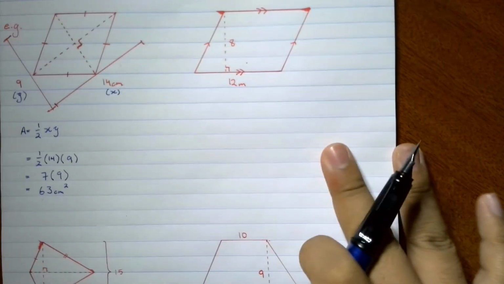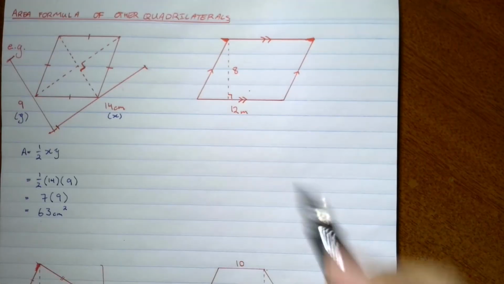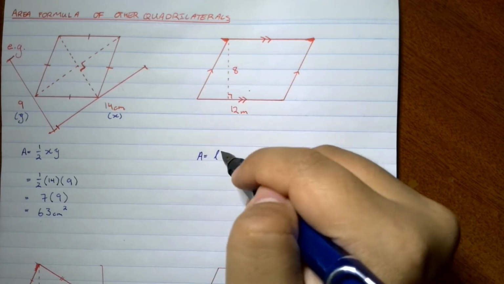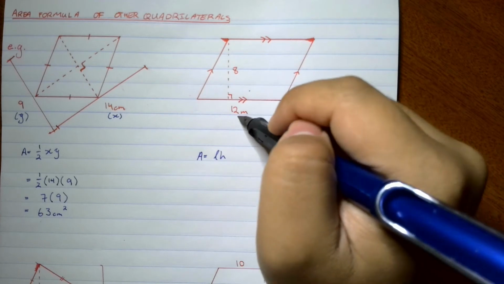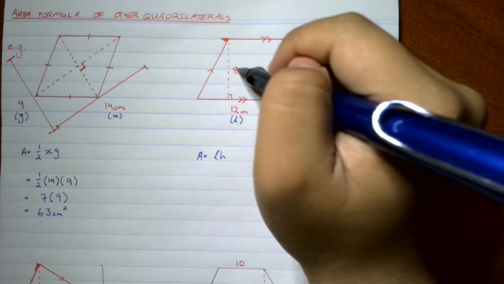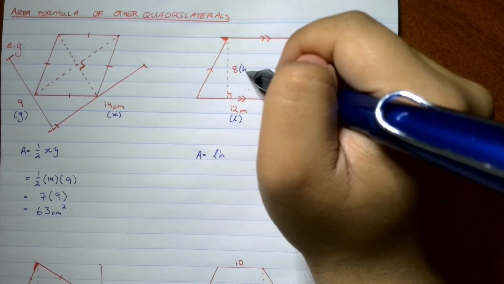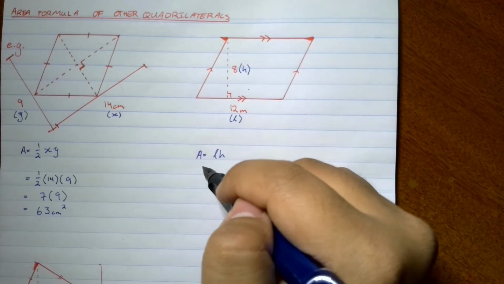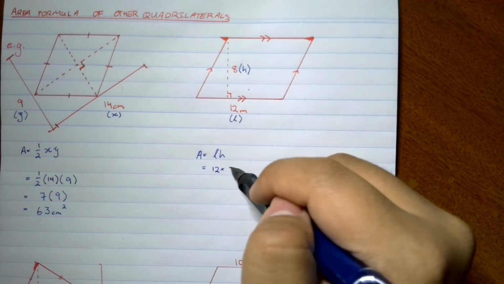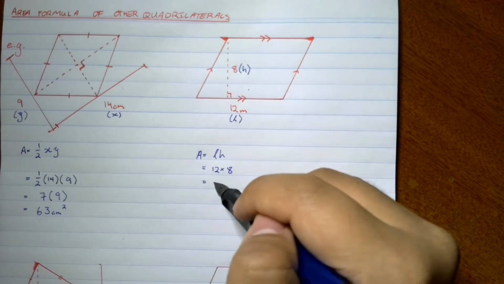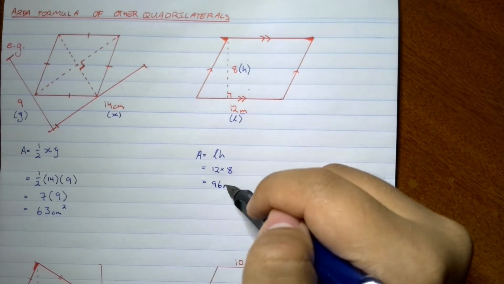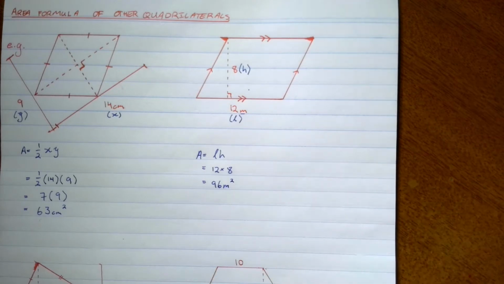Moving right along, a parallelogram. The area of a parallelogram is length times height, LH. Let's label our sides. This side here is L, and this here is our perpendicular height, so H. L is 12, so 12 times 8 gives us 96. It's in meters, so we put it in meters squared.